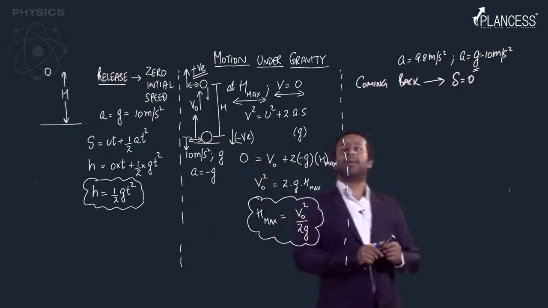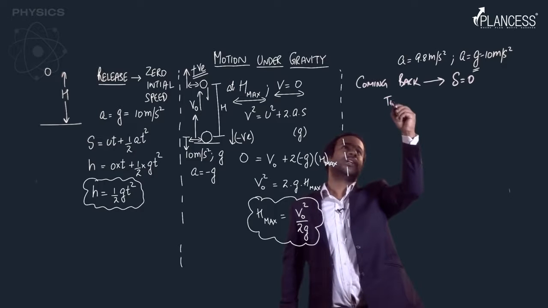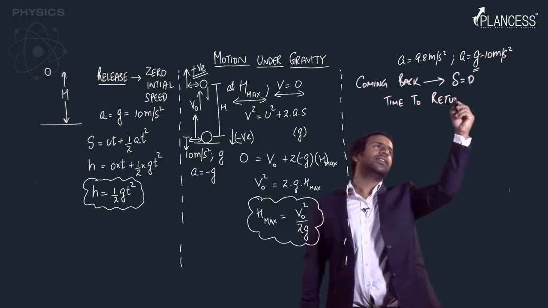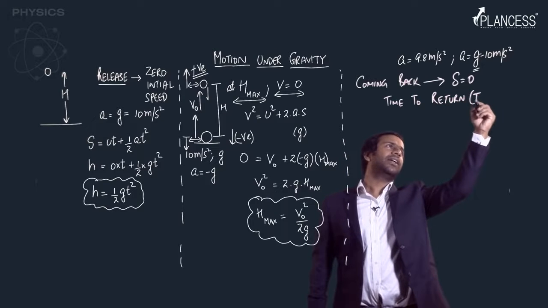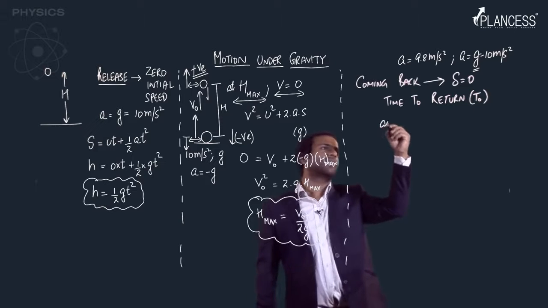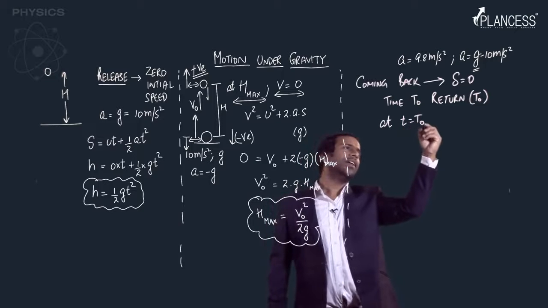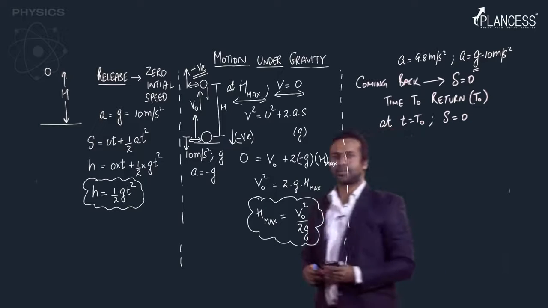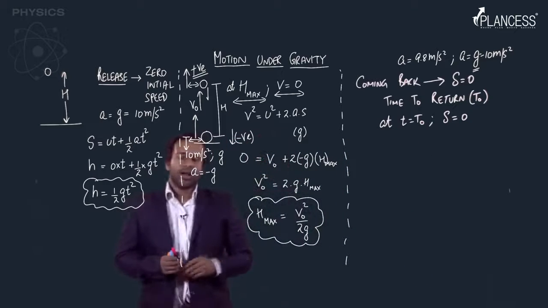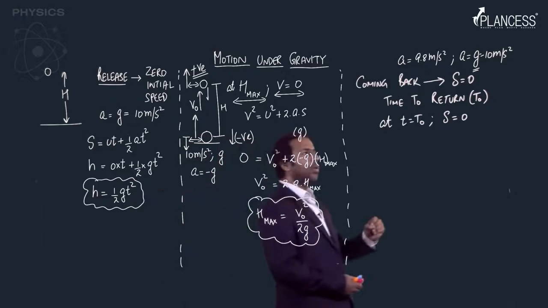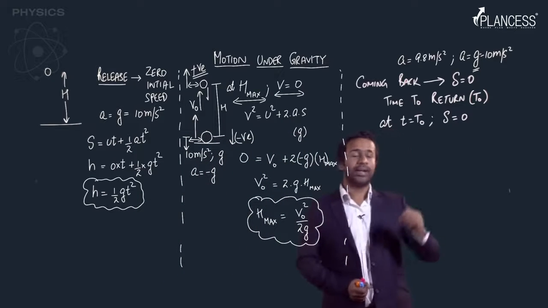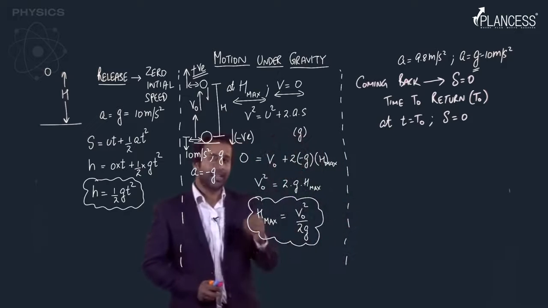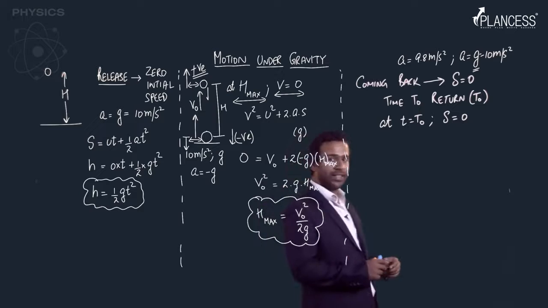So when we talk about the time to return, if I call this time t naught, then at t equal to t naught, we know displacement will be 0. Now think about which equation you know where displacement and time are a factor. Clearly, it is the second equation, right?